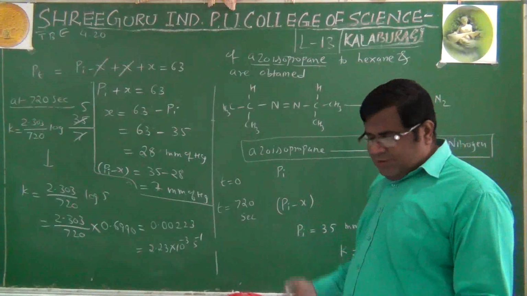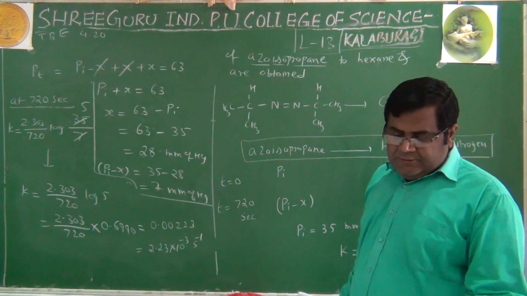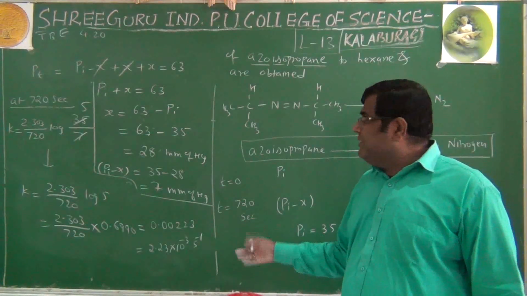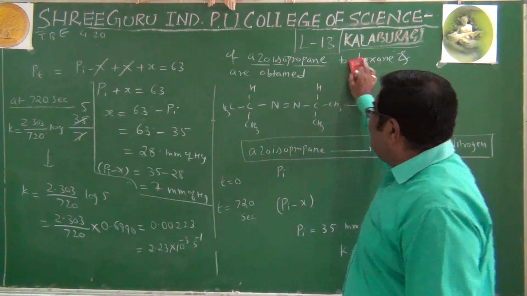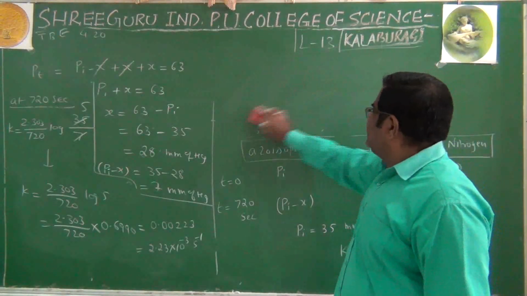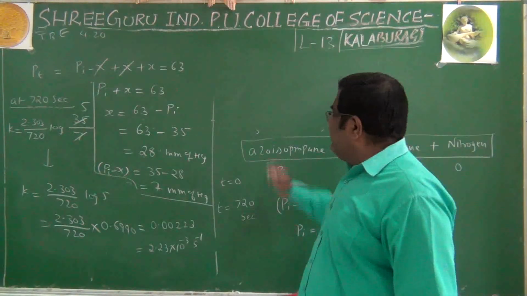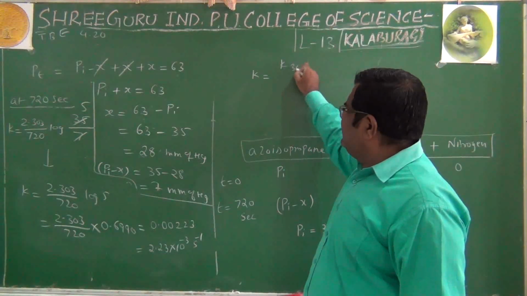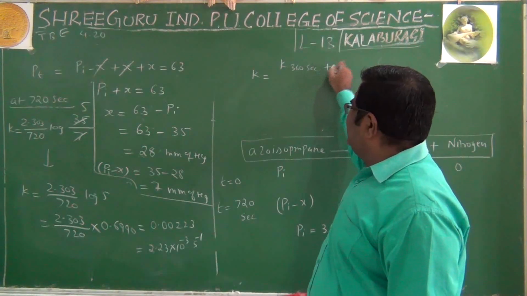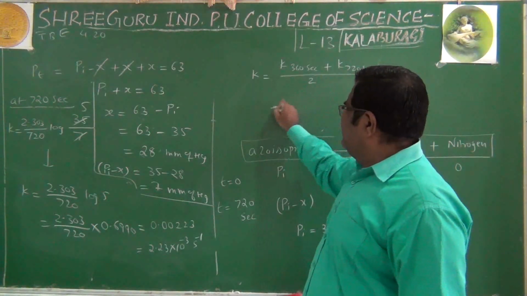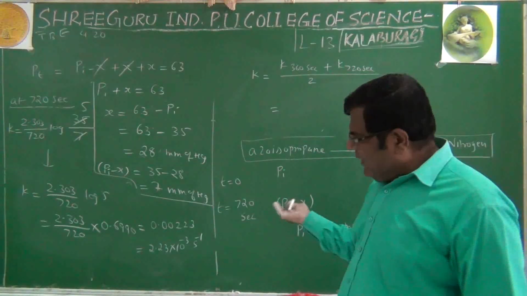The previous K was 2.17. They are nearly the same. In an experiment that much error will be there. But if you want to have one value of rate constant K, what we should do here is that K equals K at 360 seconds plus K at 720 seconds divided by 2. Average we have to take because two values we are getting here.